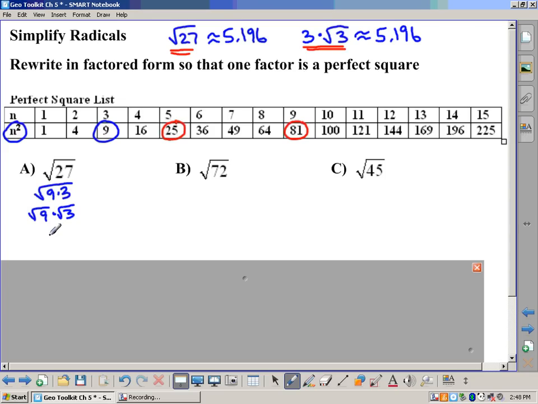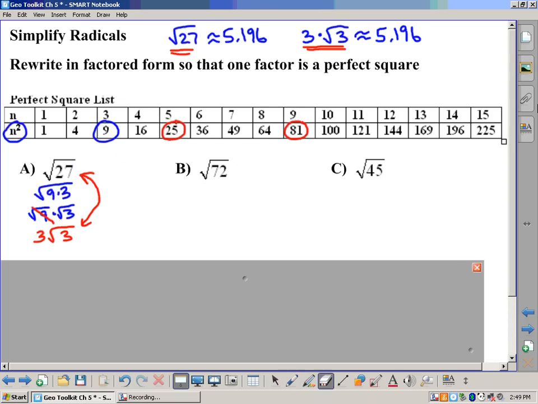Now, why would you do this? Because what is the square root of 9? Well, the square root of 9 is 3. So you can just go ahead and replace this with 3 times the square root of 3. So these two, square root of 27 and 3 times the square root of 3, are equivalent. They're the same exact answer as we did earlier, decimal-wise, and they're also the same as radicals. This is in the simplified square root form because 3 is a smaller number than 27. So that's why we call it simplifying radicals.